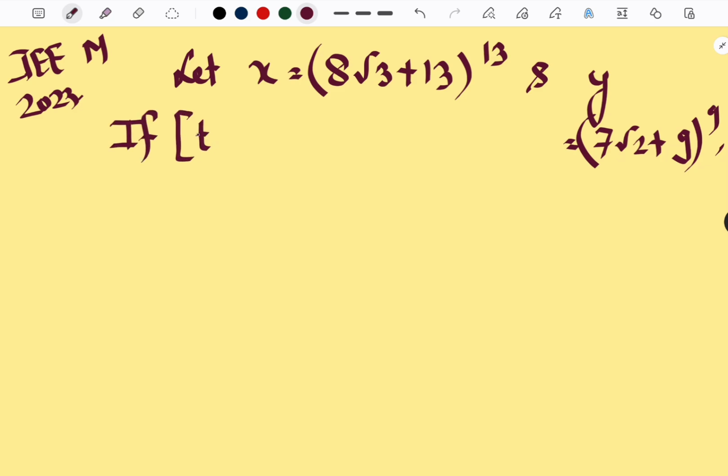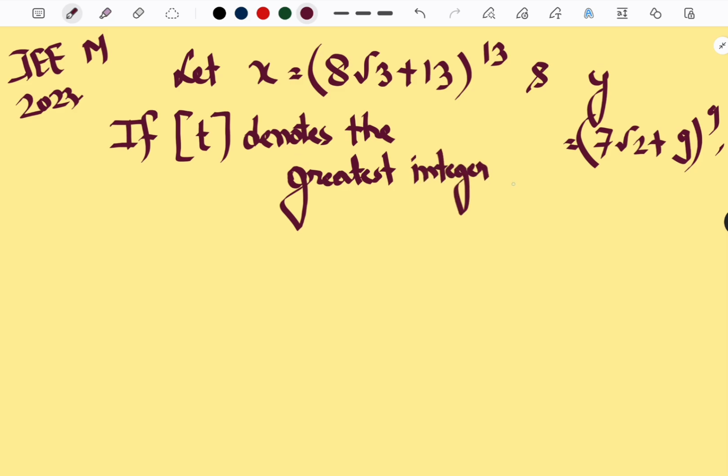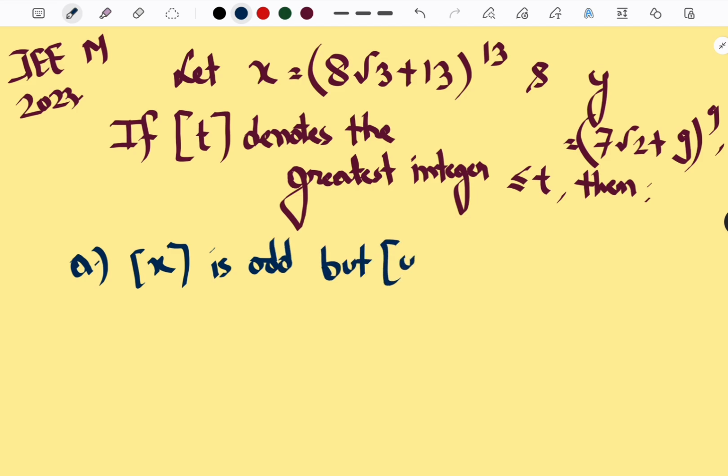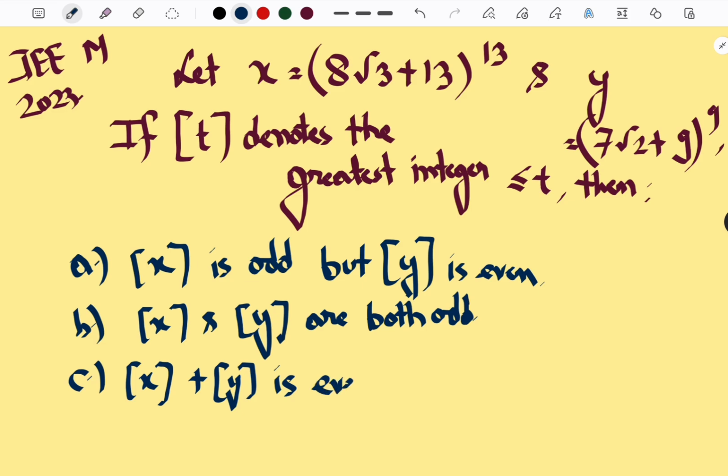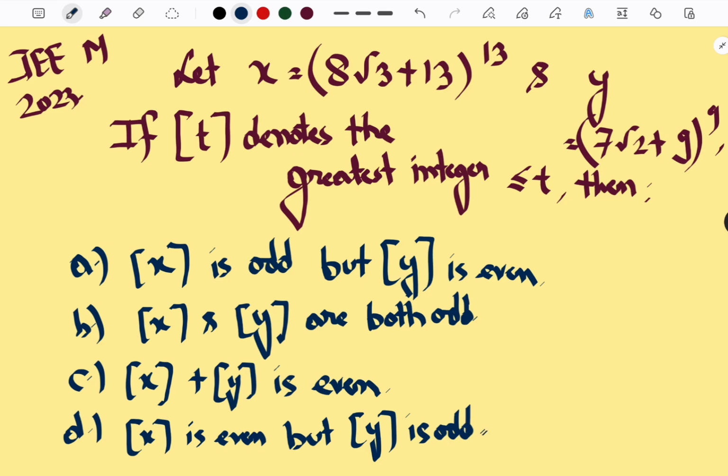If [t] denotes the greatest integer less than or equal to t, then the options were: A, [x] is odd but [y] is even; B, [x] and [y] are both odd; C, [x] + [y] is even; and D, [x] is even but [y] is odd. So this was the question, and here are the options.